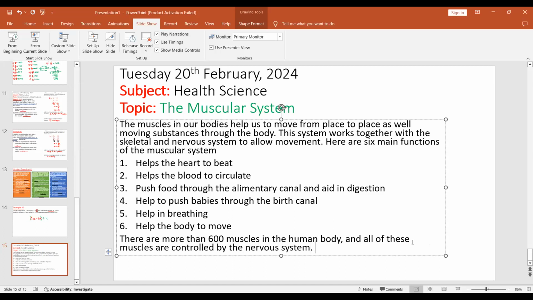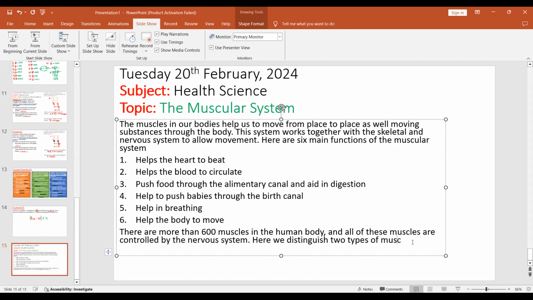So today I'm going to highlight two main types of muscles, right? That is going to be very important for us. So here we distinguish 2 types of muscles.